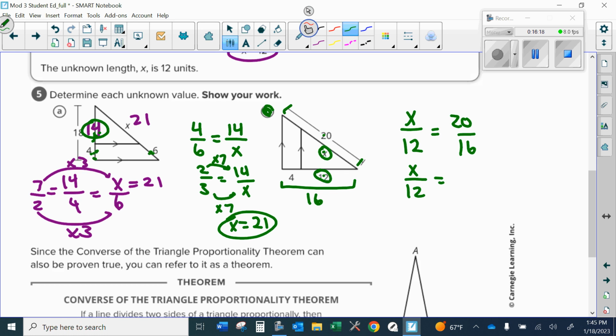Divide each by the common GCF, which is 4. I get 5/4. And then I have 4 times 3 is 12, and 5 times 3 is 15. Okay.